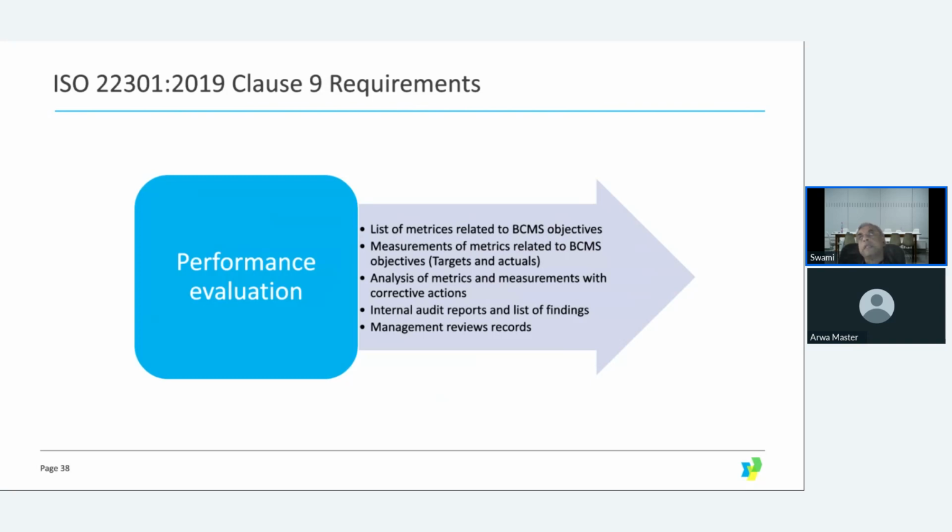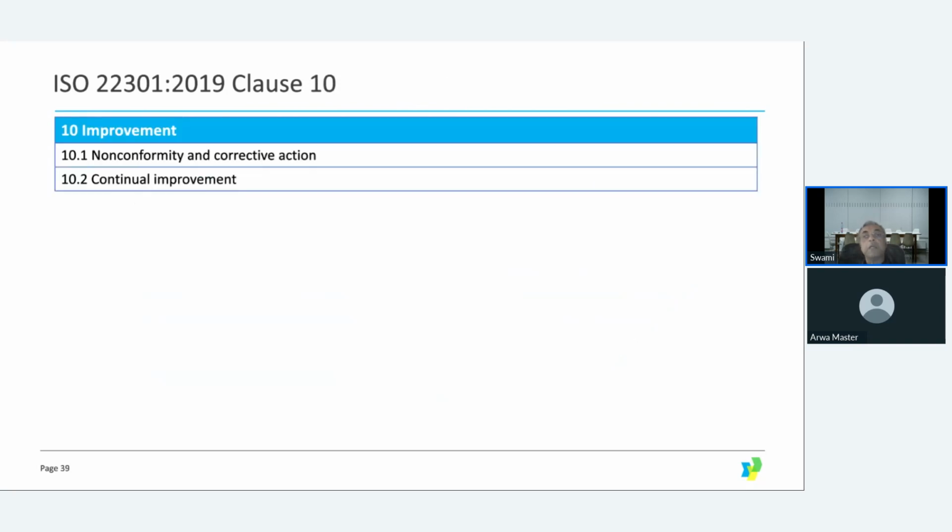And internal audit reports and list of findings, management review records, something like sending the management review meeting invitation, and the management review meeting minutes of meeting, and the action items identified and tracked to closure. All these documents you are supposed to maintain as part of this standard and part of this class we have to maintain.